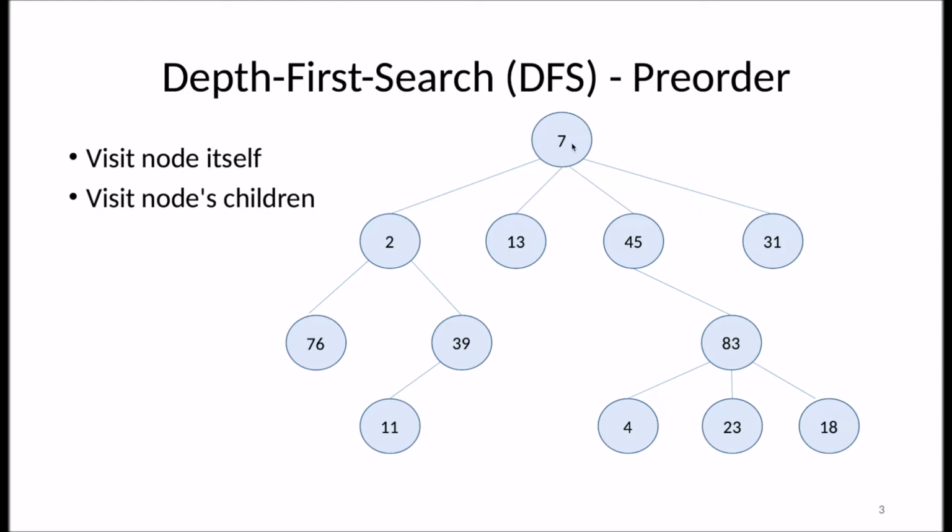So I visit 7, I output the node before the children, so I output 7, then going to the first child, which is 2, I output 2, then I output 76. It's a leaf node, so I cannot go further. I back up, visit the next child of 2, which is 39, then go down to 11. It's another leaf node, so I back up to 39. 39 doesn't have any more children, so I back up to 2. 2 doesn't have any further children. I back up to 7 and go to the next child of 7, which is 13.